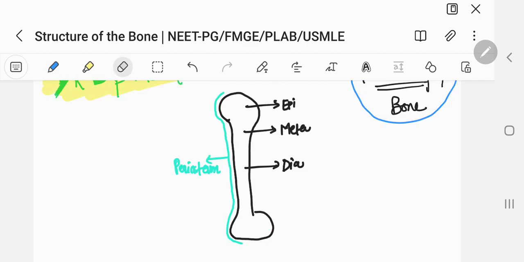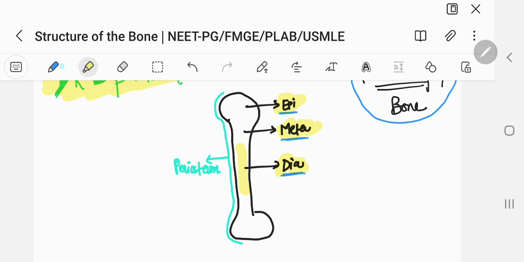So we are going to take a typical example of a long bone, okay? Any long bone in your body. So what are long bones? Bones like humerus, radius, ulna, femur, all of these are long bones. So what do they have in common? Well, we are going to start with epiphysis. They have three parts: epiphysis, metaphysis and diaphysis. Epiphysis is the head part, metaphysis is kind of the neck part, and diaphysis is the shaft part.